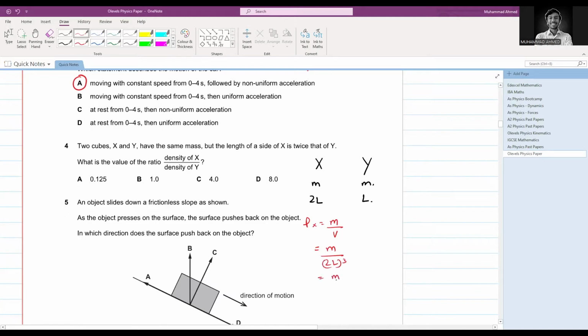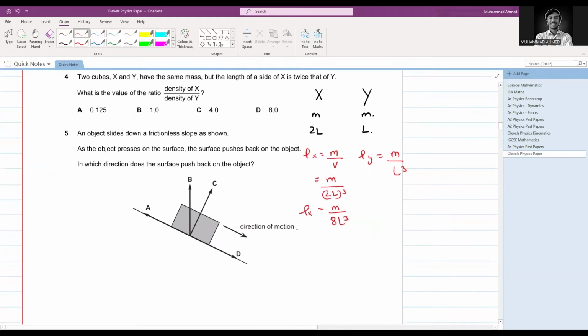This comes out to be what? M over 8L cube. This is the density of x. How can you calculate the density of y? Mass over L cube. Simple. You have to calculate the ratio of the densities. What will you do? Density of x divided by density of y.